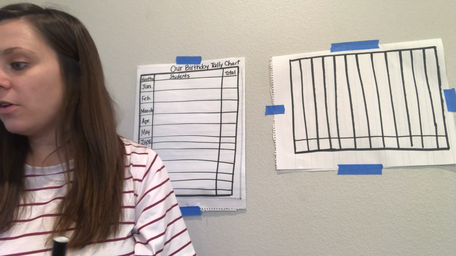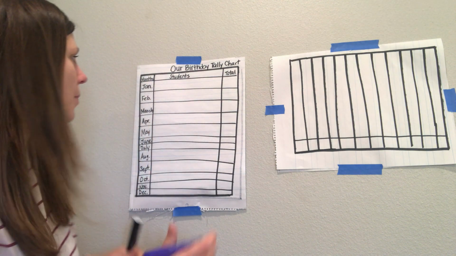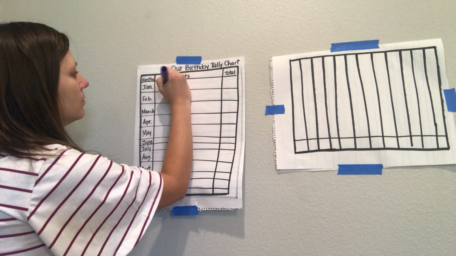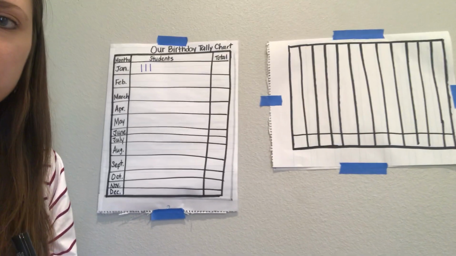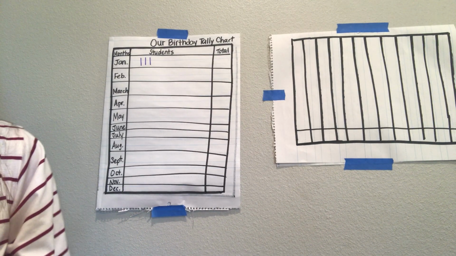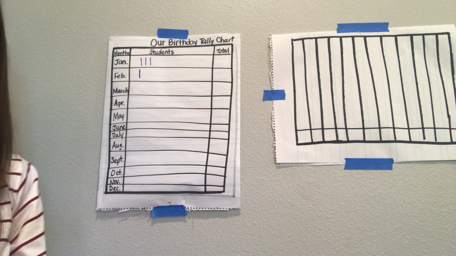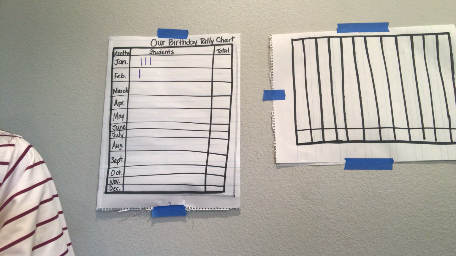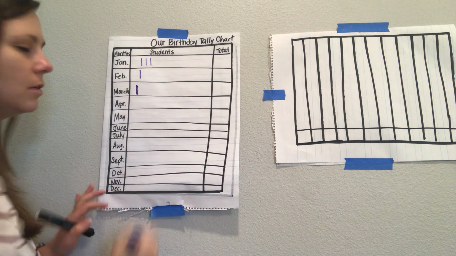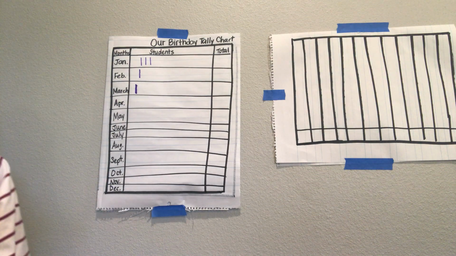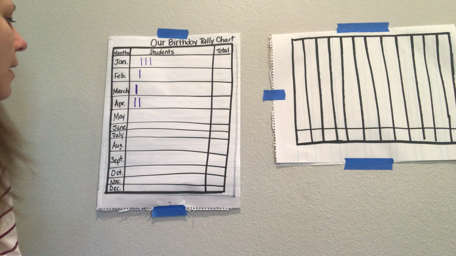Okay, so now I'm going to take the data that I collected about your birthdays to make our tally chart. So for January, we have 3 students that have a January birthday. So I'm going to make 3 tally marks. For February, there was 1 student with a birthday in February. So 1 tally mark. For March, there's 1 student with a birthday in March. For April, 2 students have an April birthday, so 2 tally marks there.